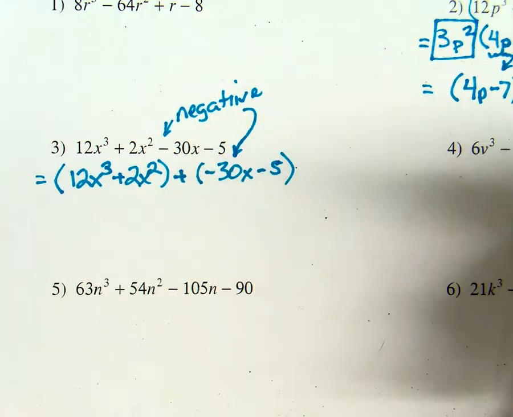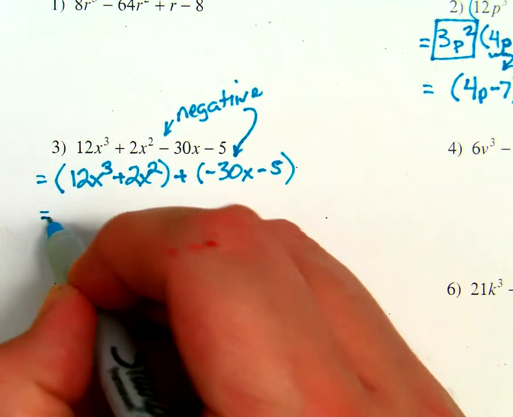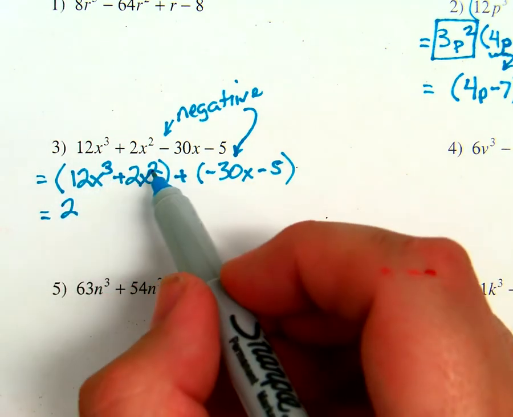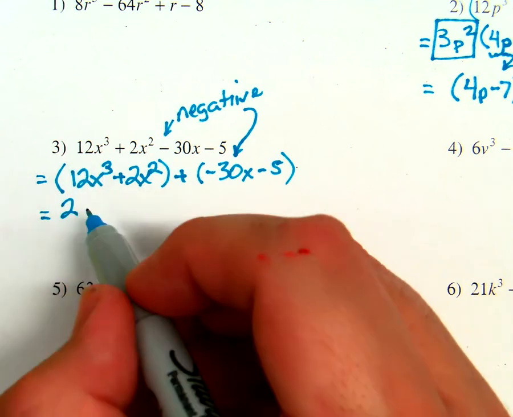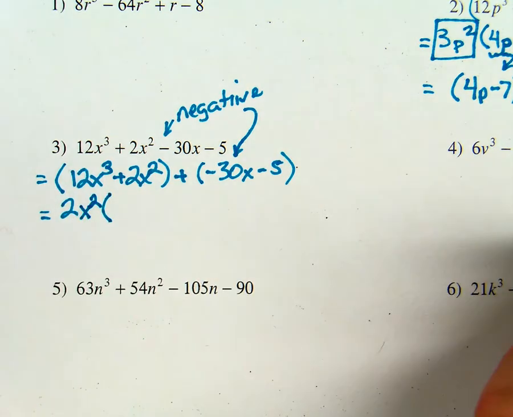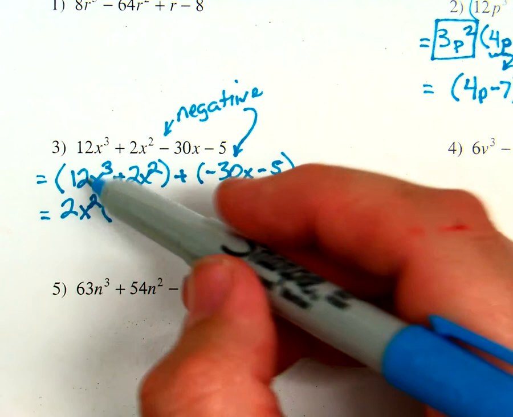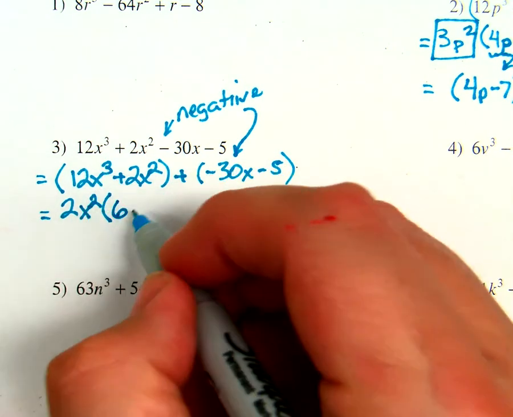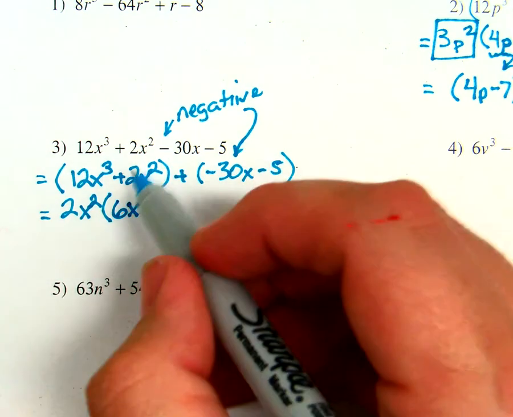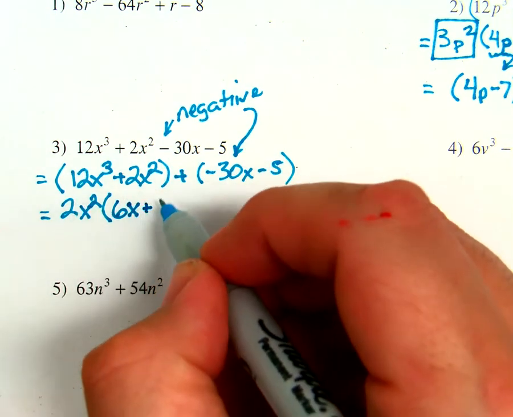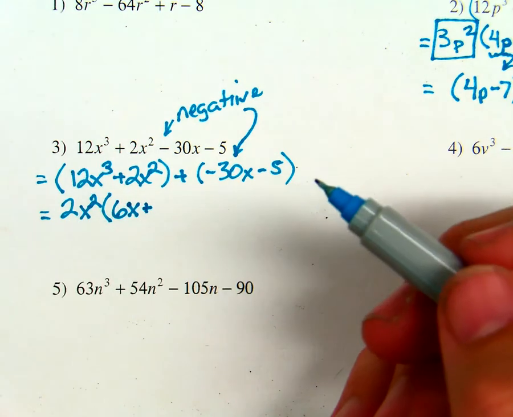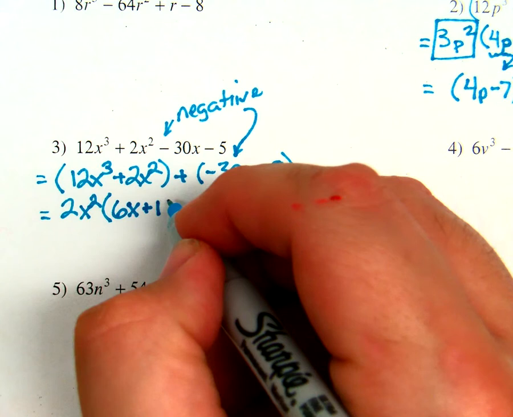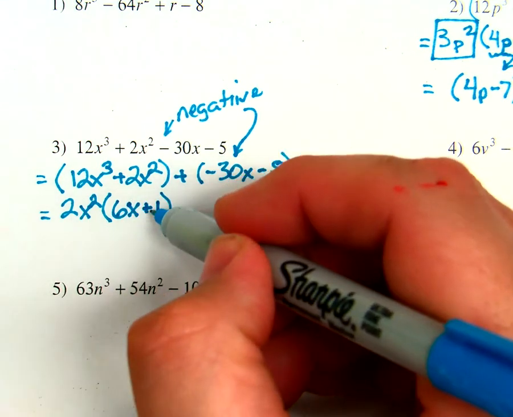Now I have a 12 and a 2. What's the common factor between 12 and 2? 2. I have x cubed and x squared. What's the smallest power? X squared. So it's going to be 2x squared. And now I have to figure out what should be left in this binomial. What's 12 divided by 2? 6. X cubed divided by x squared is x. What's 2 divided by 2? 1. What's x squared divided by x squared? 1. So I need to get a 6x plus 1 in this next term.